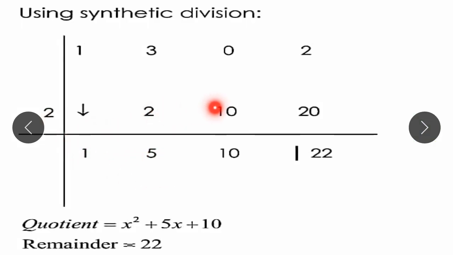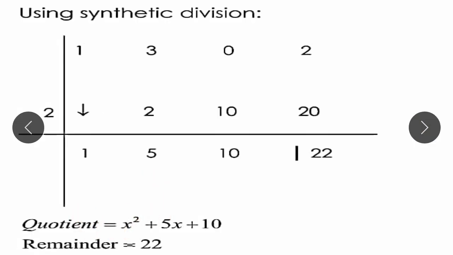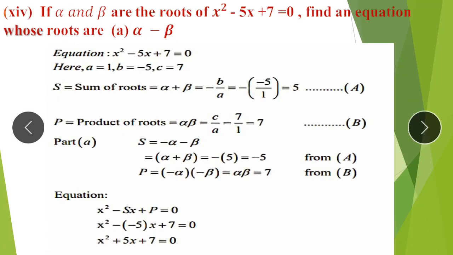2 1 is 2, 5 2s are 10, 10 2s are 20, and we have the remainder 22. And the quotient we have is x square plus 5x plus 10. And if it is a cubic polynomial, it will reduce by 1 degree here.